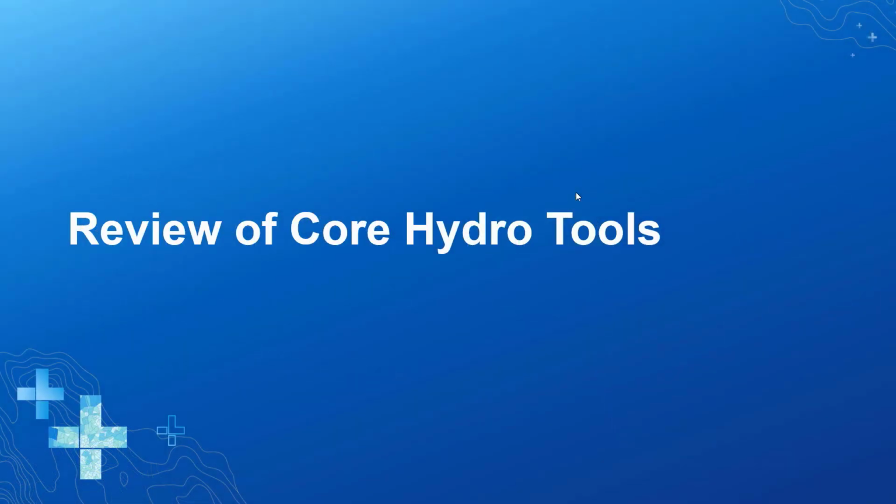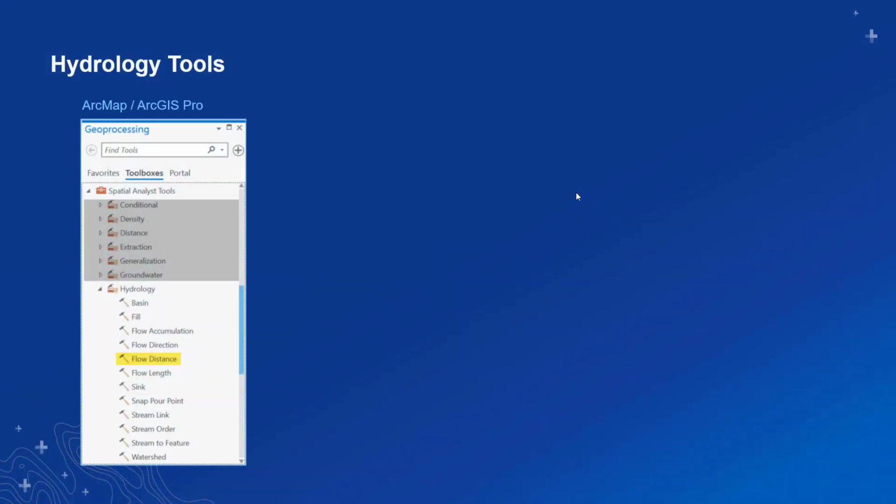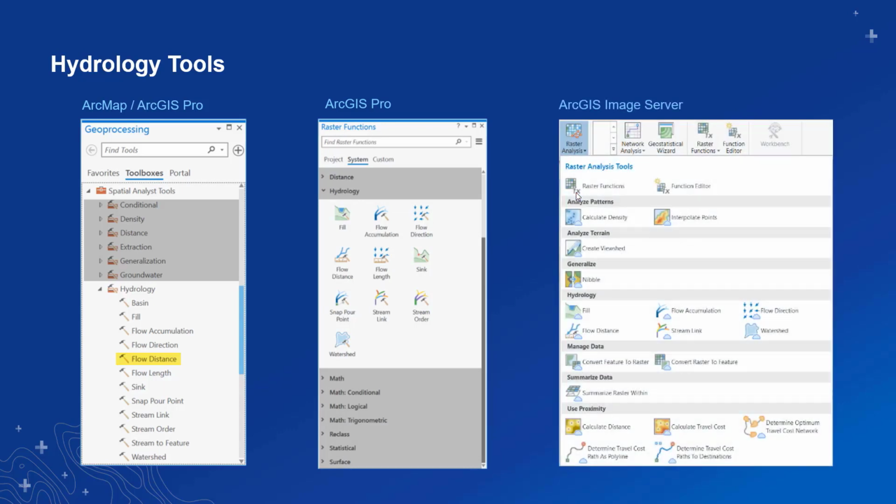Let's review some of the core hydro tools in Esri's technology. In ArcMap and ArcGIS Pro within the Spatial Analyst extension, there are 12 hydrology geoprocessing tools. Most of these are also available as raster functions in ArcGIS Pro. And in ArcGIS Image Server, these tools are exposed as geoprocessing services that can leverage distributed raster analytics on a cluster of machines for big data processing.